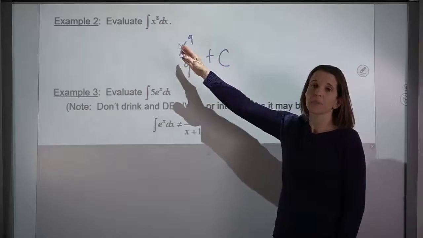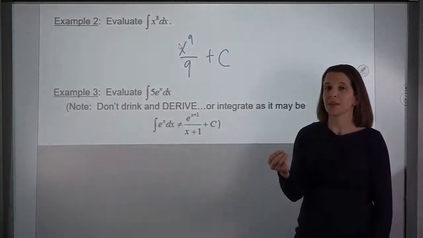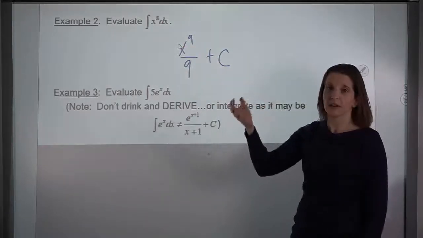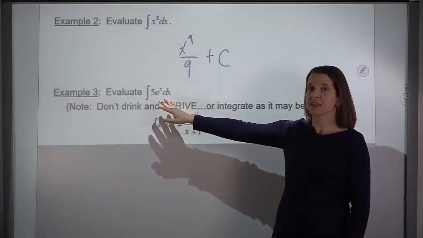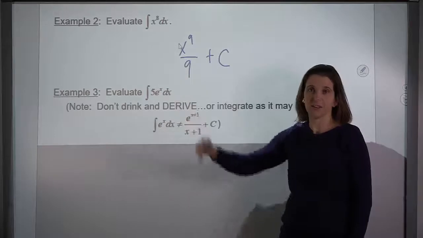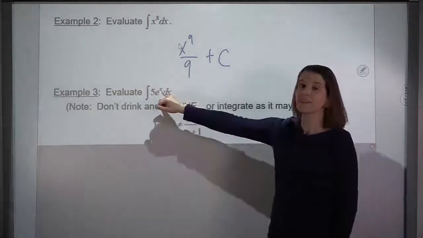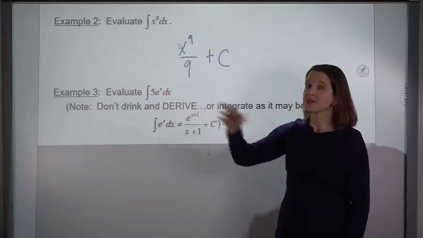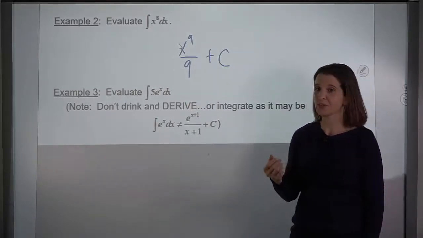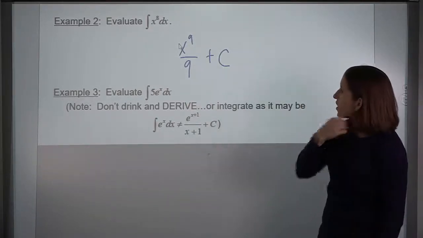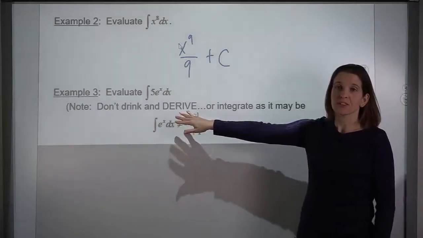Because the previous problems were power rules where x was your base, your variable was your base, and you had a number in the exponent. Here we have a number base. Remember, e has a value. It's 2.71 and it goes on forever. And the variable is up here. And they have different derivative rules, so it seems to make sense that they would have different antiderivative rules. Okay? So don't drink and derive.